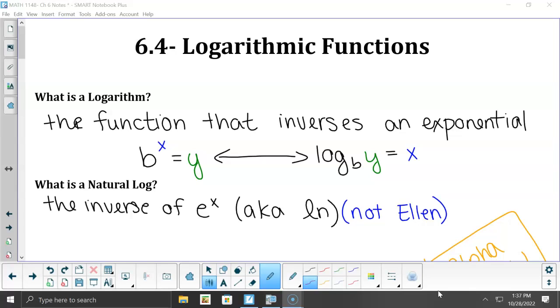They're basically just the inverse function for exponentials, okay? So the first couple things we're writing are just kind of refreshing our memories on how logs work, how I rewrite them in exponential form, all that jazz.